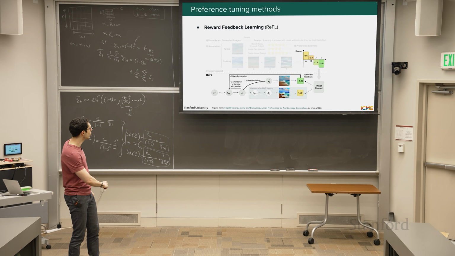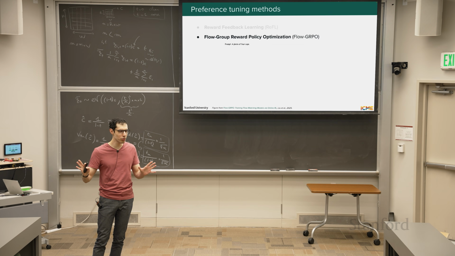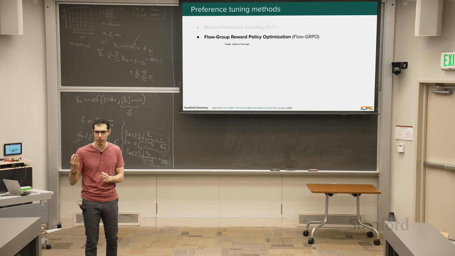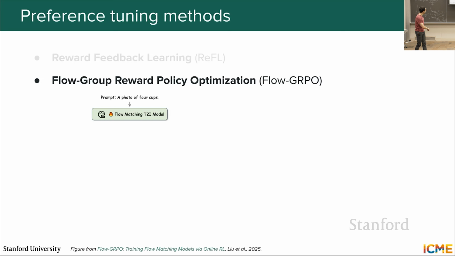So that is reward feedback learning. The second method I will introduce is called Flow Group Reward Policy Optimization, aka Flow-GRPO. For those of you who are also in the LLM field, you may have heard the term GRPO a lot in the past year or so. And so here the idea is to leverage that algorithm in the case of image generation.